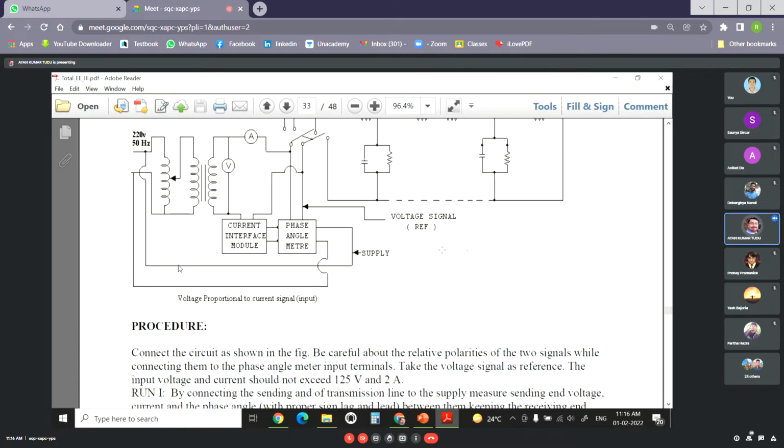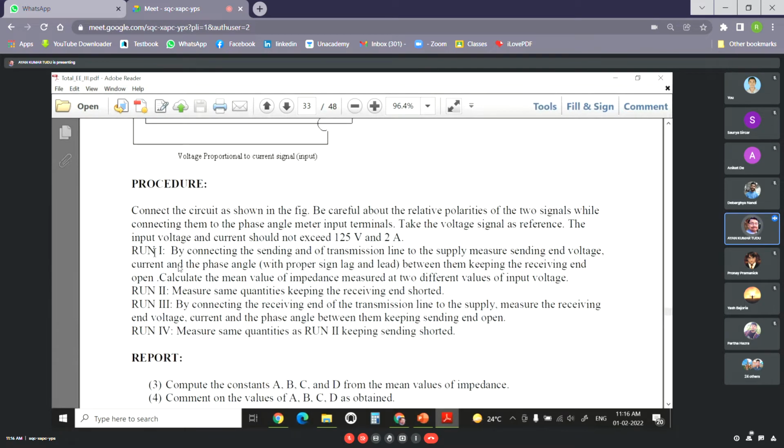So in run one, what we're doing is connecting the sending end of the transmission line to the supply, and measuring the sending end voltage, current, and the phase angle with proper sign, lag or lead, which will be provided by the phase angle meter between them, keeping the receiving end open. Okay, first of all, we'll keep the receiving end open. Then calculate the mean value of impedance measured at two different values of the input voltage, as I was saying.